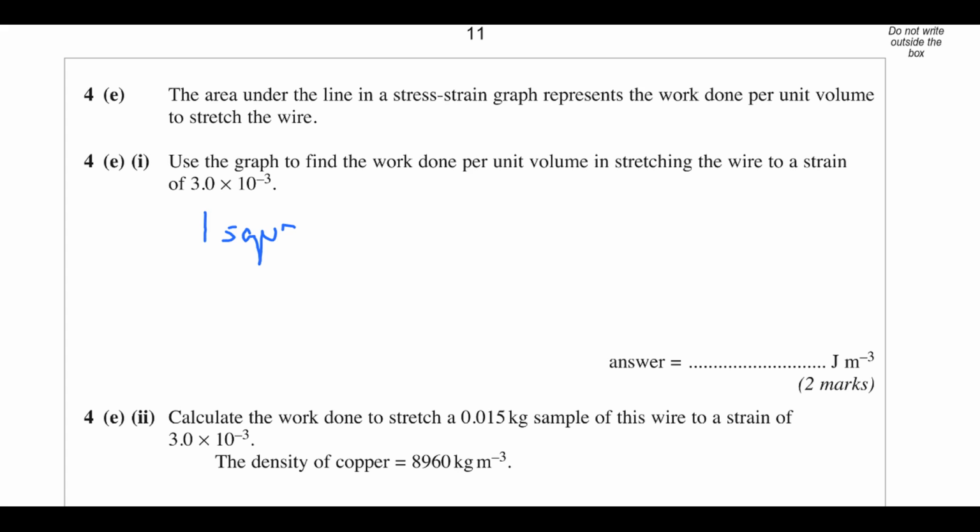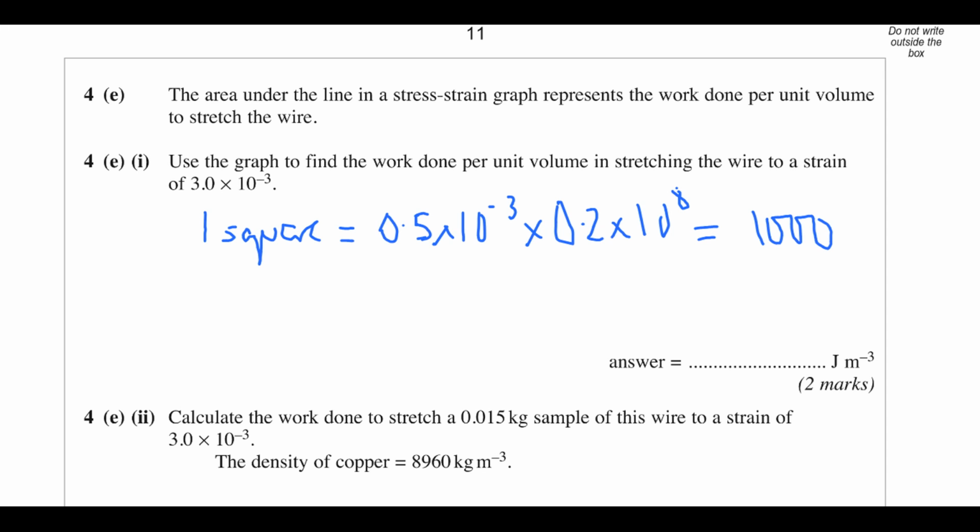Okay, so 1 square is 0.5 times 10 to the minus 3 times 0.2 times 10 to the 8. Those powers of 10 give you 10 to the 5. Multiplying those two gives you 0.05. So that's going to leave you with 10,000 joules per meter cubed. That's one big square. So now what we need to do is count out the number of big squares.